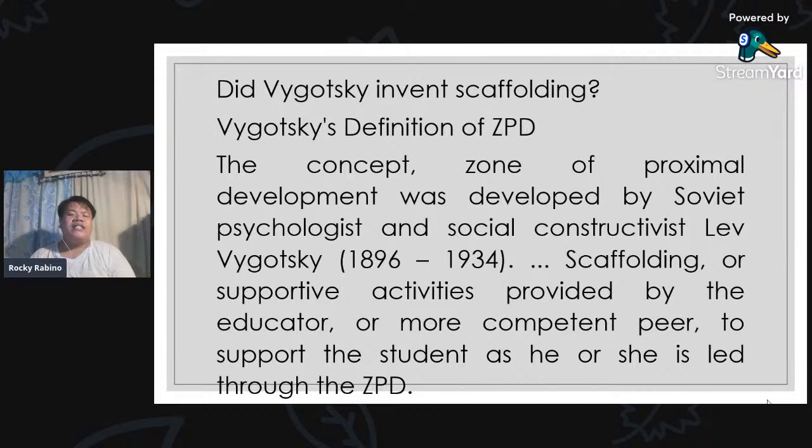Okay. So, did Vygotsky invent scaffolding? Vygotsky definition of the ZPD, ano yung ZPD? The meaning of that is zone of proximal development. So, pinag-aaralan po ang zone of proximal development was developed by Soviet psychologist and social constructivist Lev Vygotsky. The spelling is Lev, but we will pronounce it as Lev Vygotsky. Scaffolding or supportive activities provided by the educator or more competent peer to support the student as he or she is led through the ZPD or the zone of proximal development.